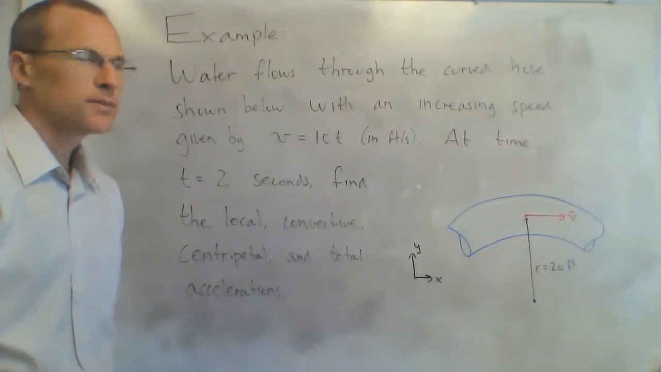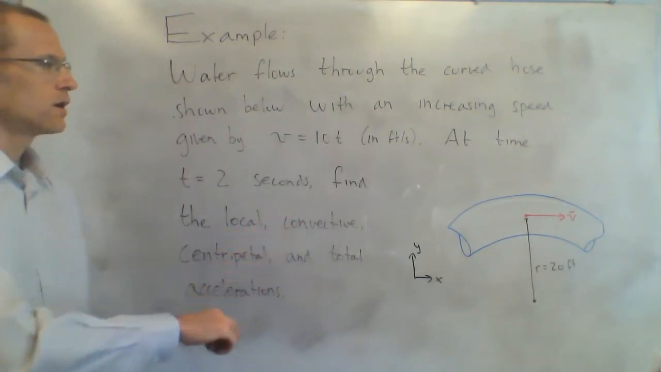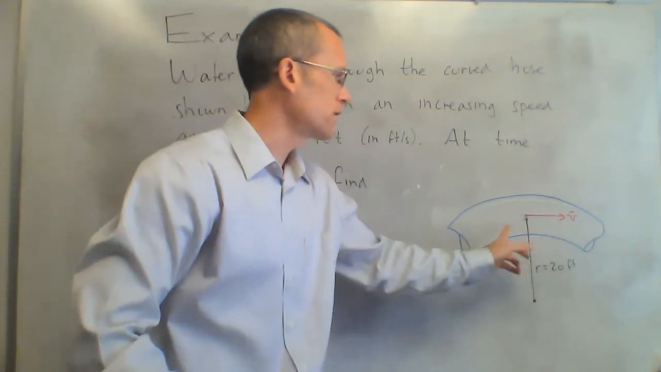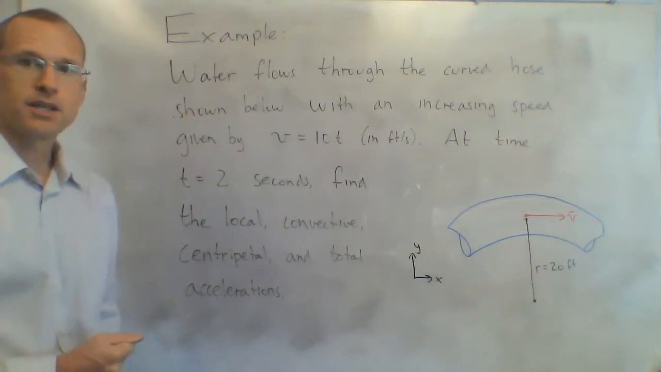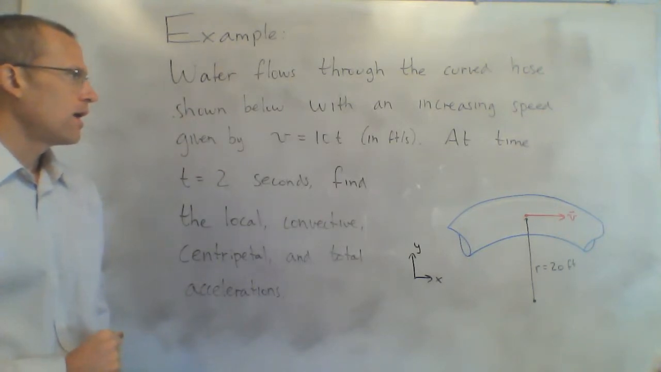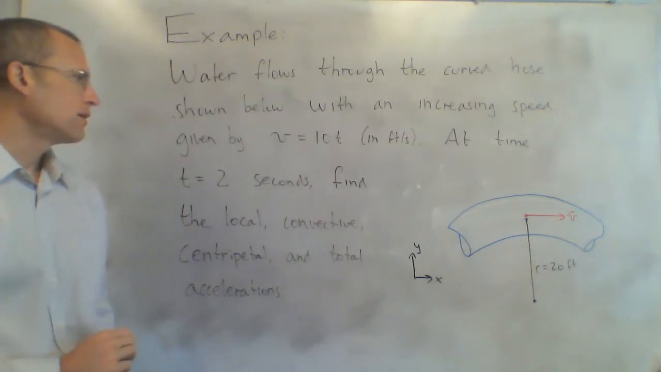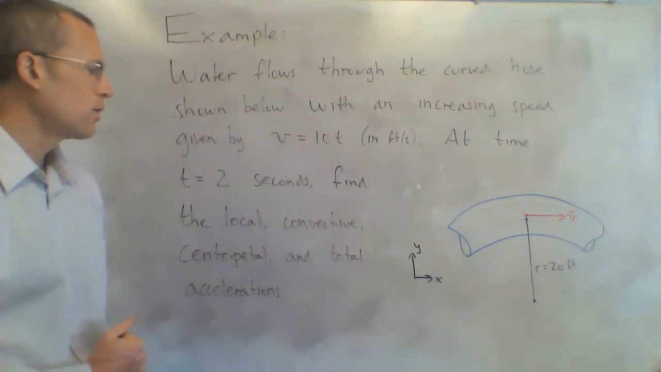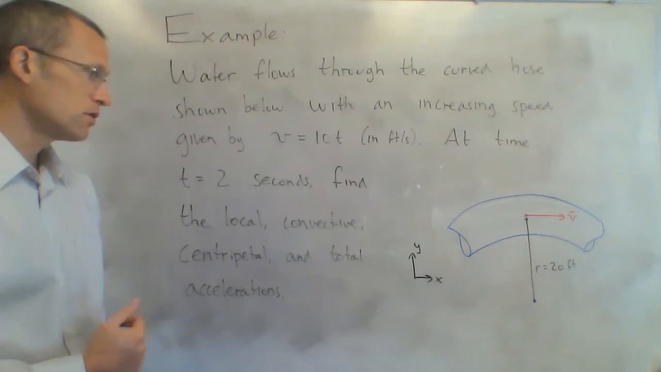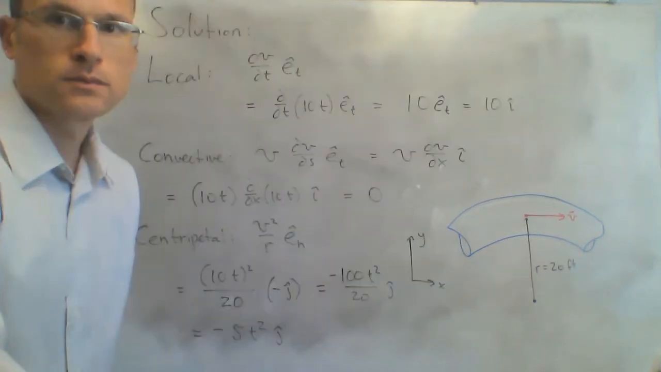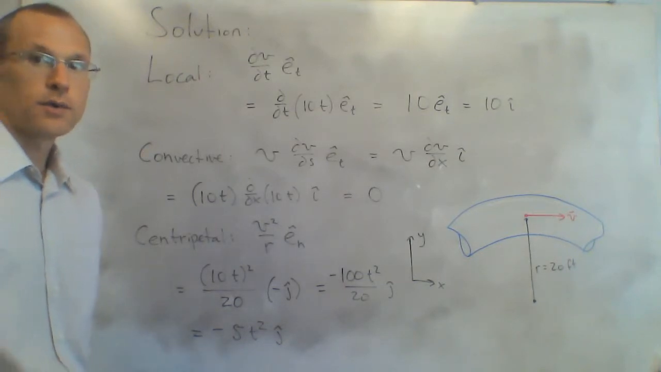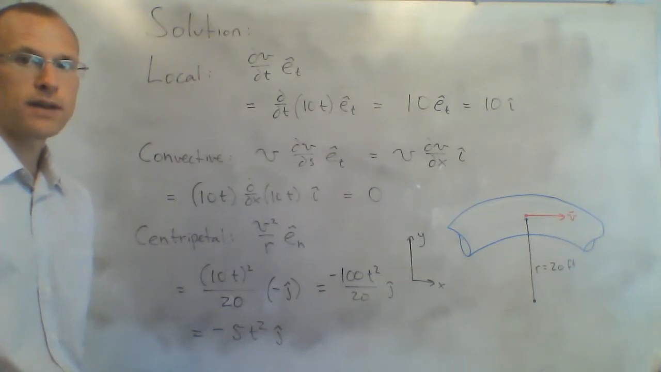So example, I have water flowing through a curved hose. Radius of curvature at this point is 20 feet. Has an increasing speed of v equals 10 times t. That's in feet per second. And then 2 seconds later, I want to find the local, convective, centripetal, and total accelerations for this scenario.